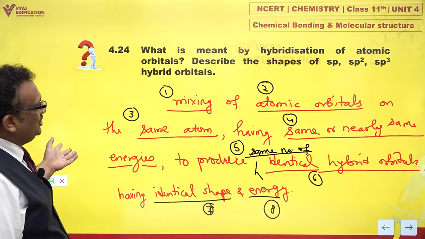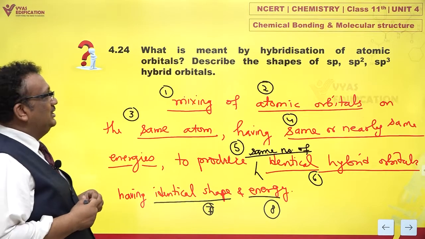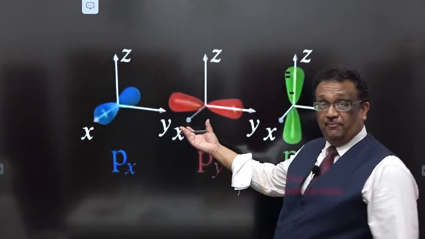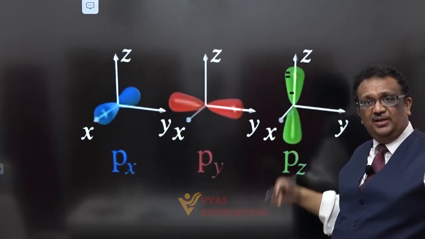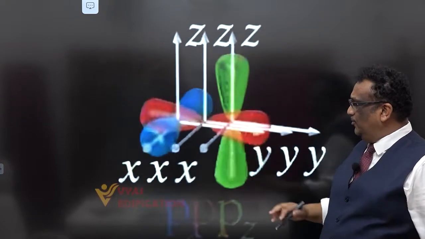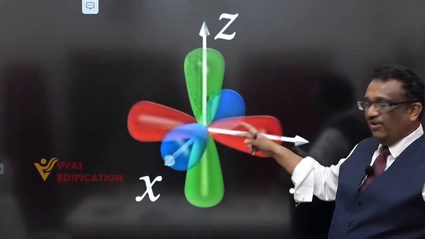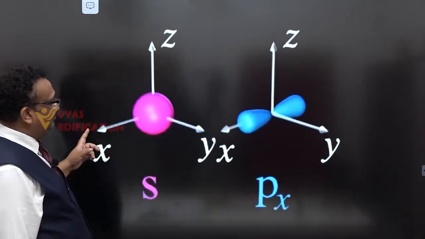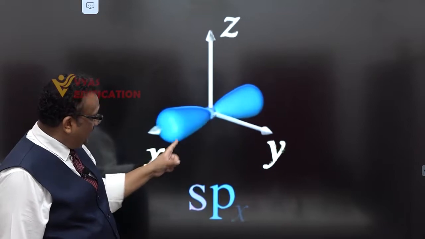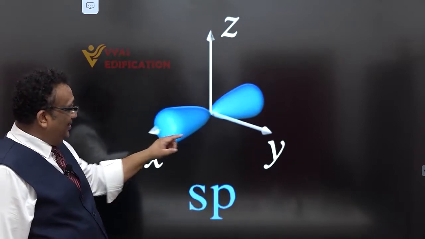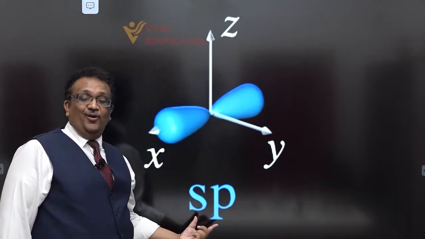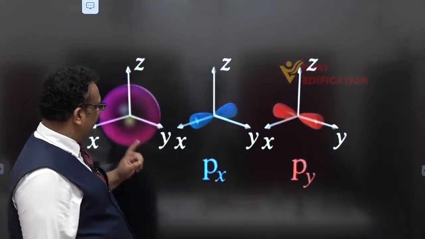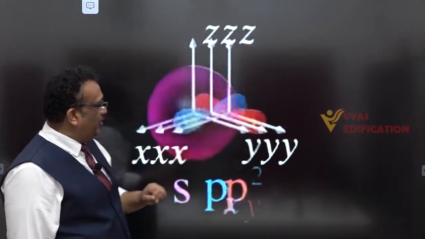This is hybridization. Then we are supposed to talk about the shapes of sp, sp2 and sp3. Let's take a look. If we have p orbitals, px, py and pz, they might be alike, but this is px, py, pz, all mutually perpendicular orbitals, and s orbital is spherical in shape. Hybridization is when s and px mix. It is sp hybrid orbital, which is formed by mixing of one s and one p orbital. One s and two p orbitals.